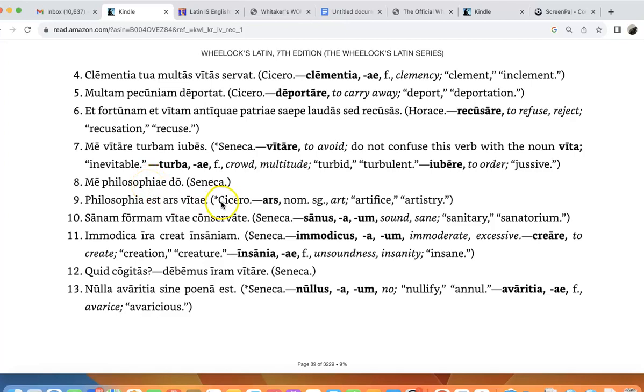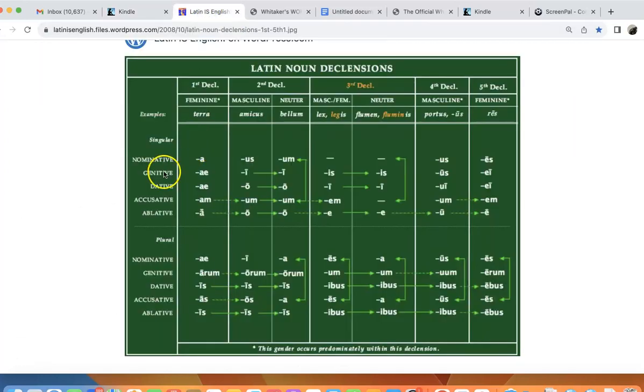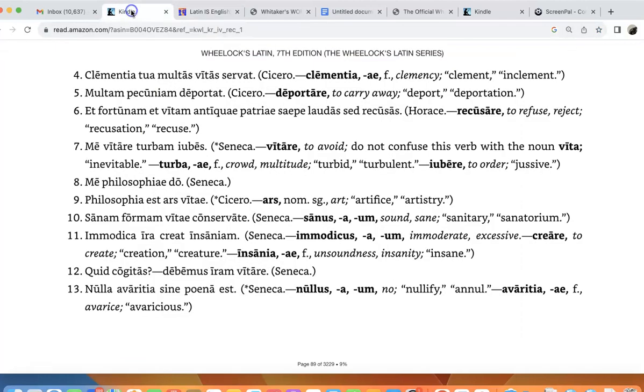And what is philosophy, you ask? Well, according to Cicero, philosophy is the art of life or the art of living, literally the art of life. So philosophy is the art, ars is art. And then notice "of life" because there's our genitive. By the way, that one will be on the test. Anytime you see Seneca or Cicero, it's probably going to be on the test.